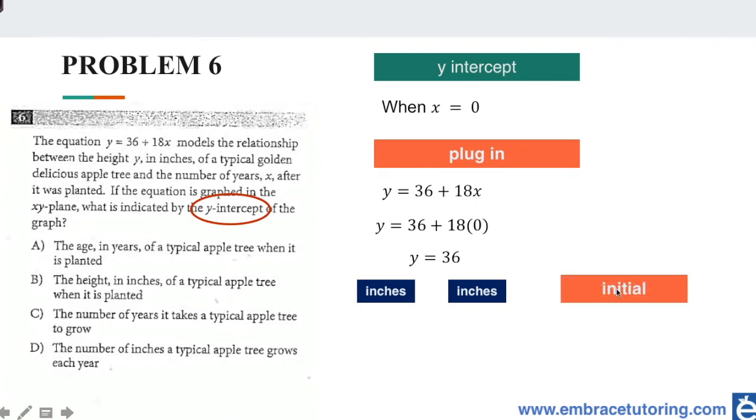And another master tip is that the individual value here is always going to be your initial value. So it's always going to be your starting value. So not only do they have to have matching units, but the singular number here is generally always going to be your initial value, making B the height in inches of a typical apple tree when it is planted. This is my initial value and it's in the correct units. So B is going to be my best answer for question number 6.